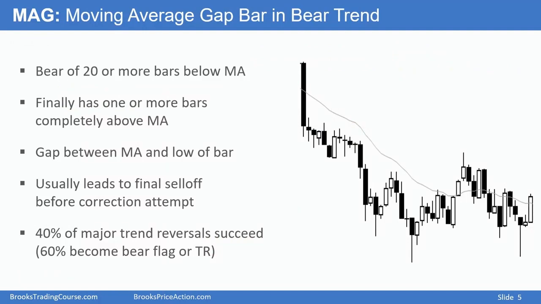I'm now going to talk about gap bars in a bear trend. You can see a bear trend lasting 20 or more bars, a bull breakout, and we have a couple bars that are completely above the moving average, a gap between this low and the moving average. The bulls are getting strong. They're strong enough to put bars completely above the moving average. When that happens and the bear trend resumes, the odds are 60% the bulls will try to create a major trend reversal. And if they do, they have a 40% chance of actually getting a bull trend. 60% chance the major trend reversal will result in either a trading range or a bear flag.